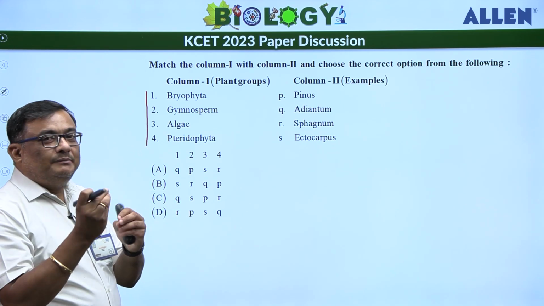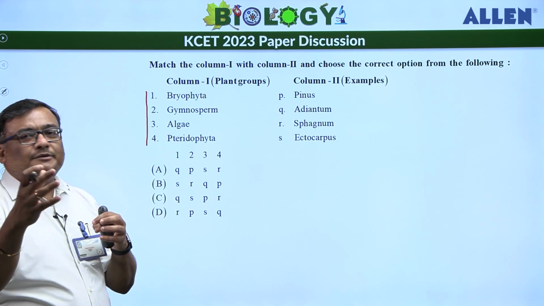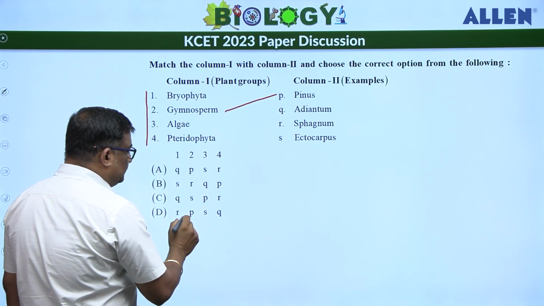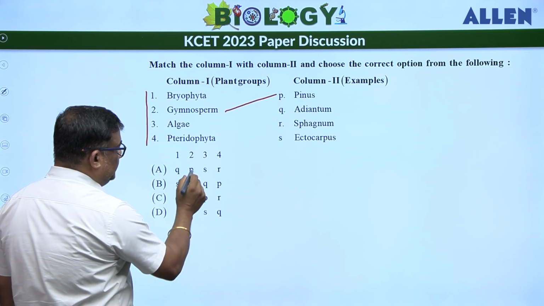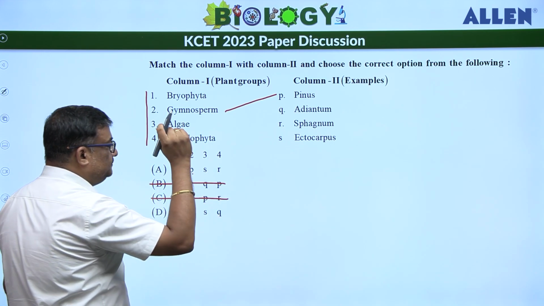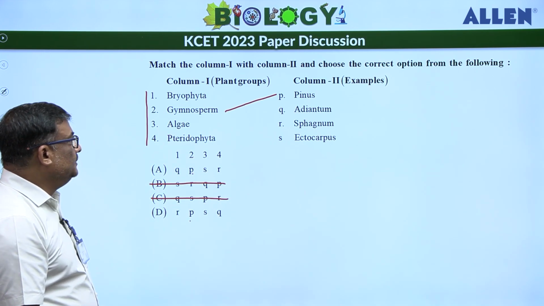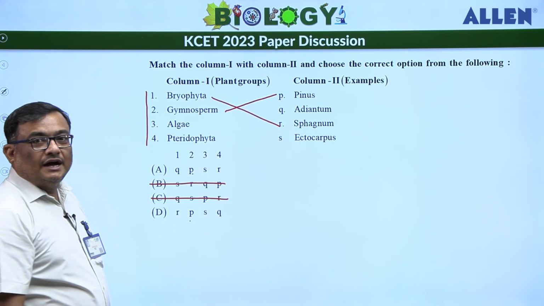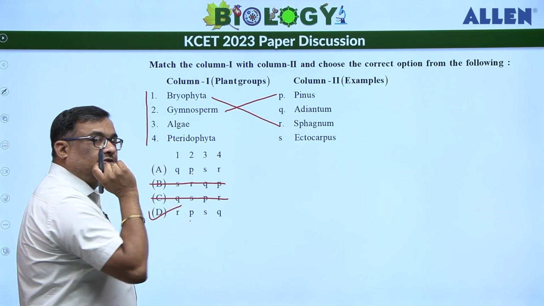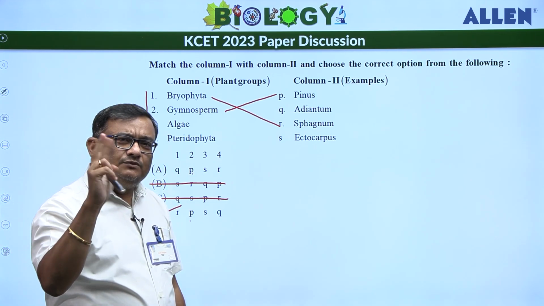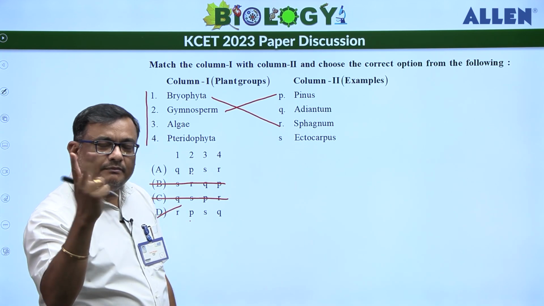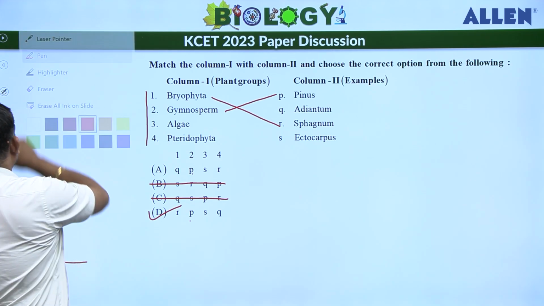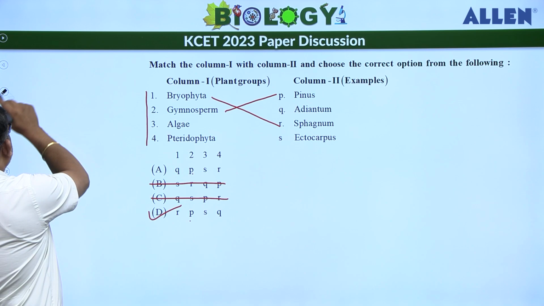If you ask me, I will match 1 or 2 which I know very well so that I can eliminate 2 of the options if possible. So gymnosperm goes with Pinus, gymnosperm goes with Pinus, 2 is P. So this is ruled out, this is ruled out. Bryophyta, we all know that it is Sphagnum. 1 is R, Sphagnum, deal closed. So even just by knowing 1 or 2, sometimes 2 at maximum, you can match actually. Okay, so the option is D. Just 1 second, let me erase this one. Fine.